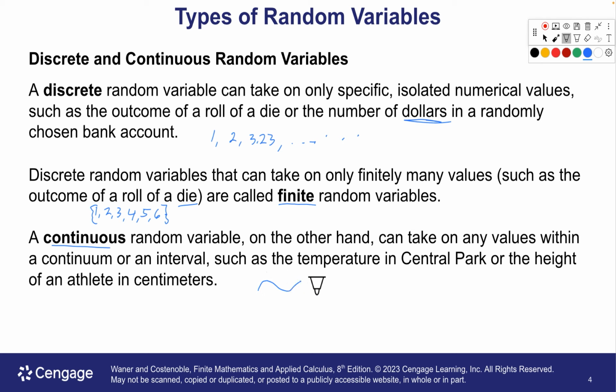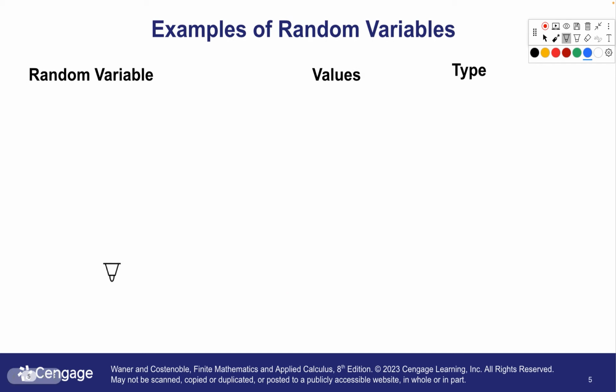Things that are measurements, such as temperature in Central Park. So we could get 23.4 degrees, 23.45 degrees, and so forth. And same thing with measurement of, say, the height of an athlete, anything. Anytime we're measuring, we get smooth, continuous data. All right, so here are some examples.